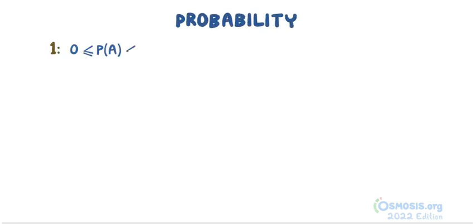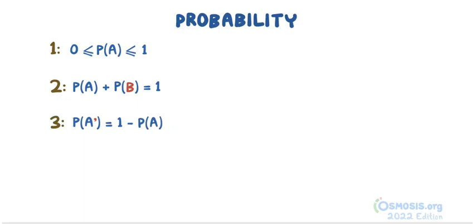Alright, as a quick recap, there are 8 basic rules of probability. The first rule states that the probability of event A can range anywhere from 0 to 1. The second rule states that the sum of the probabilities of all possible outcomes has to equal 1. The third rule says that the probability that an event doesn't occur is 1 minus the probability that it does occur. The fourth rule says that the probability of 2 disjoint events is the sum of the probability of event A and the probability of event B.